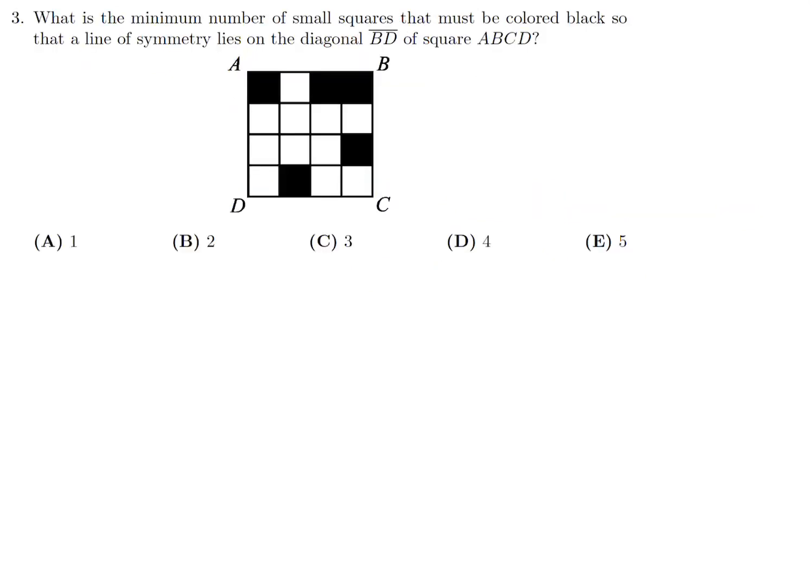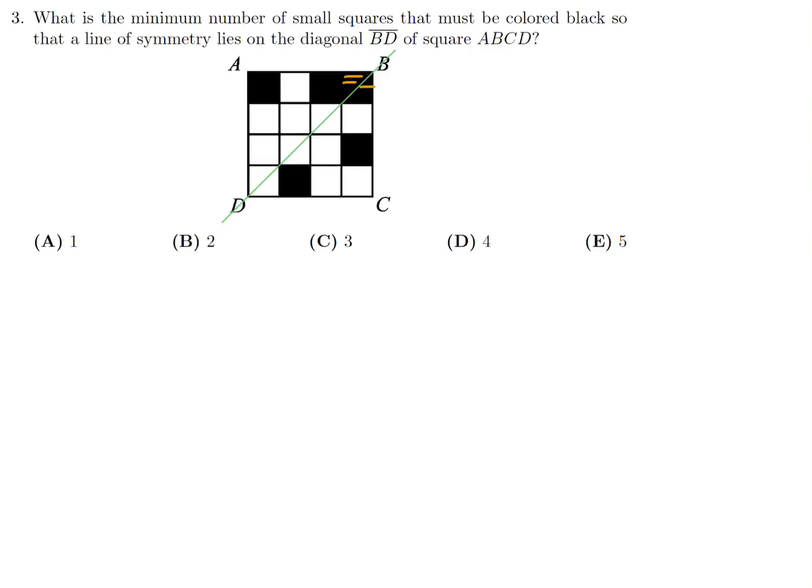What is the minimum number of small squares that must be colored black so that a line of symmetry lies on the diagonal BD of square ABCD? All right, what they told me is what they told me, so let's just draw the line of symmetry. In addition to what's already colored, we already have 1, 2, 3, 4, 5. All right, let's try to get some symmetry here.